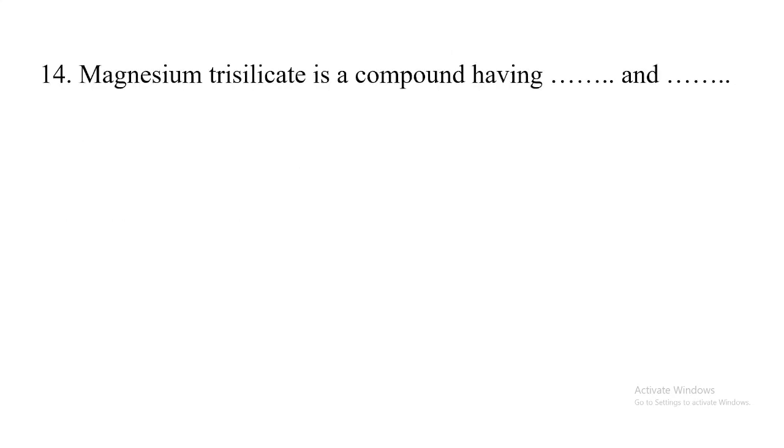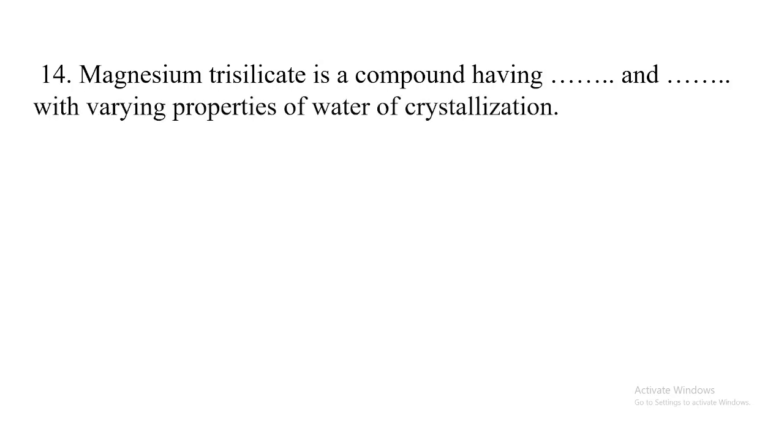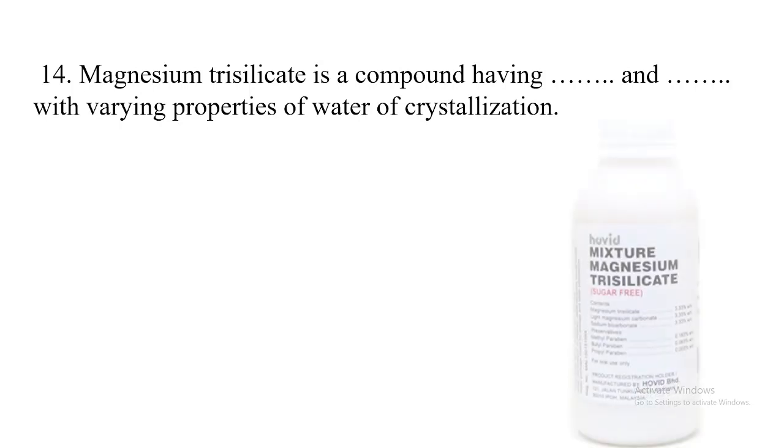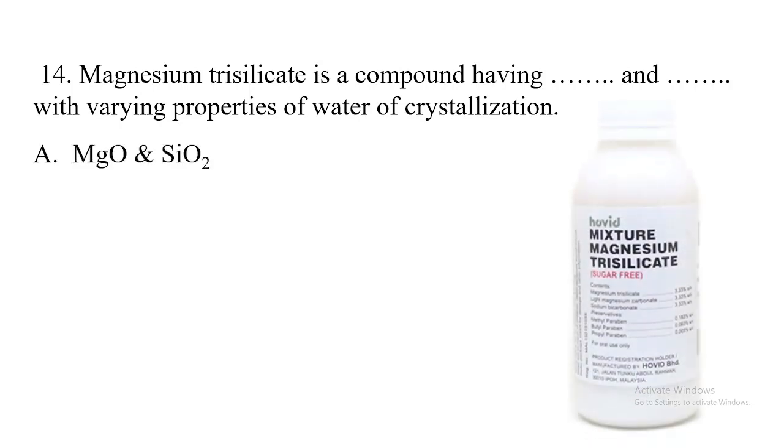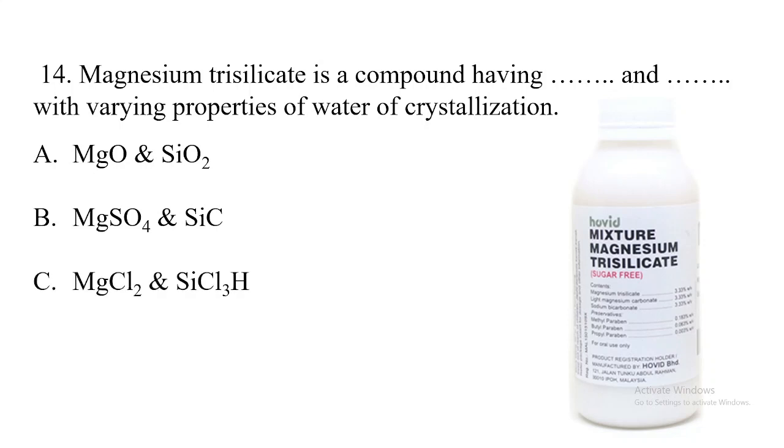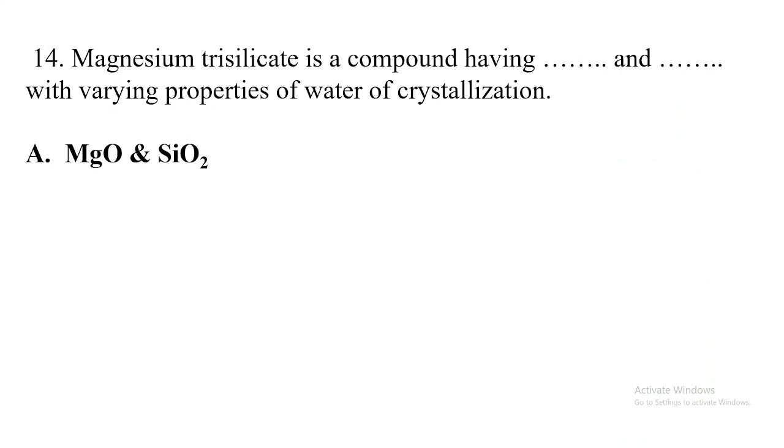14. Magnesium trisilicate is a compound having dash and dash with varying properties of water of crystallization. Magnesium oxide and silicon dioxide, magnesium sulfate and silicon carbide, magnesium chloride and trichlorosilane, magnesium carbonate and silylene. You have to choose the right answer. By which of the following composition is magnesium trisilicate generally prepared? The right answer is magnesium oxide and silicon dioxide.